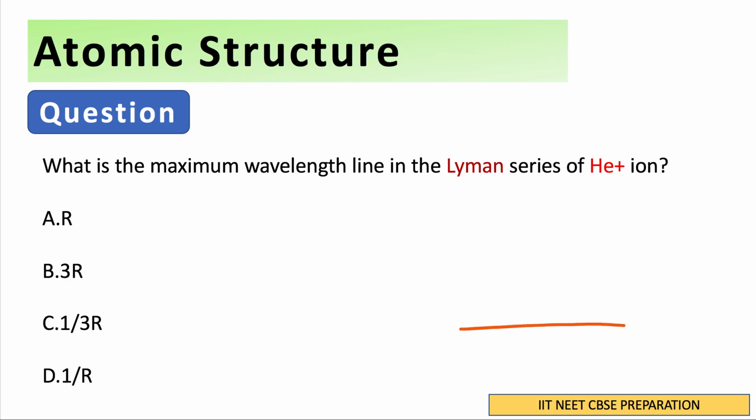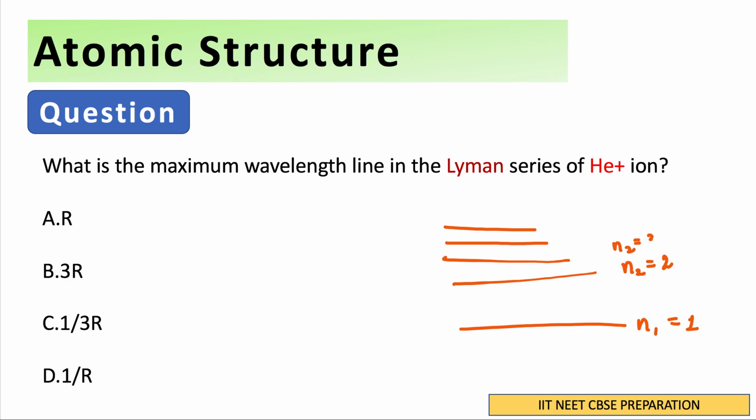So if this is the spectrum, and this is n1, then the value of n1 is equal to 1. n2 can be anything. n2 can be equal to 2, n2 can be equal to 3, n2 can be equal to 4, or anything. n2 is basically greater than or equal to 2, but n1 is fixed. n1 is equal to 1. When n1 is equal to 1 and n2 is greater than or equal to 2, a transition from here to here, here to here, or here to here, they're all going to be in the Lyman series, right?